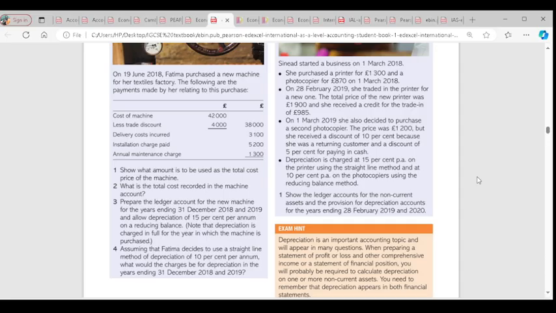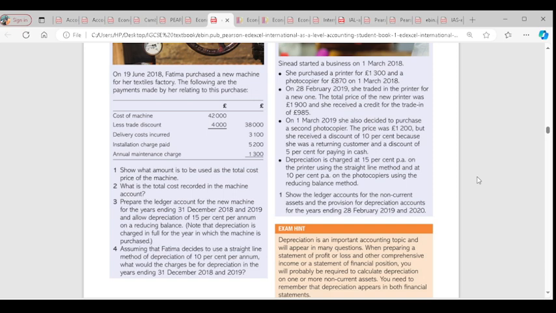Is this not the carrying value? Yes, this is the carrying value, but this is depreciation. When you add these together, it gives you accumulated depreciation. So year 1 depreciation plus year 2 depreciation gives us accumulated depreciation. That goes to your depreciation account.